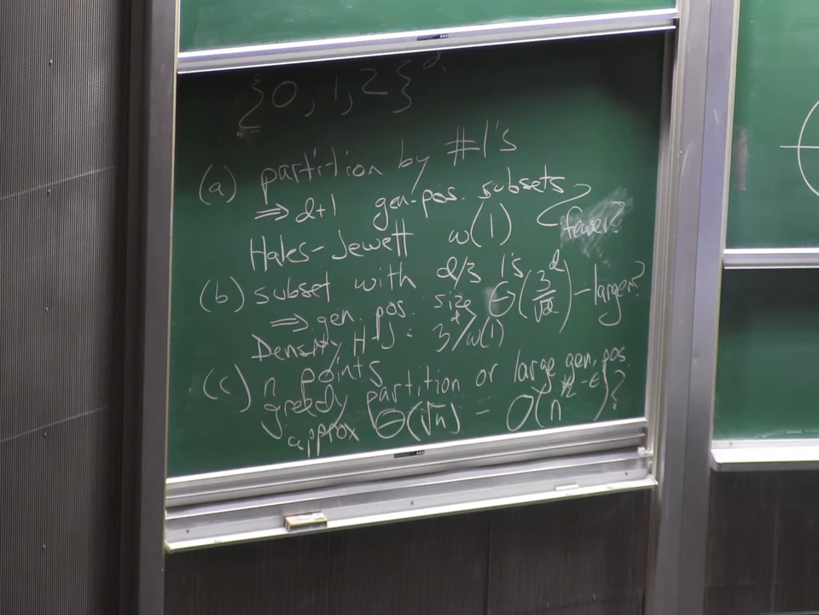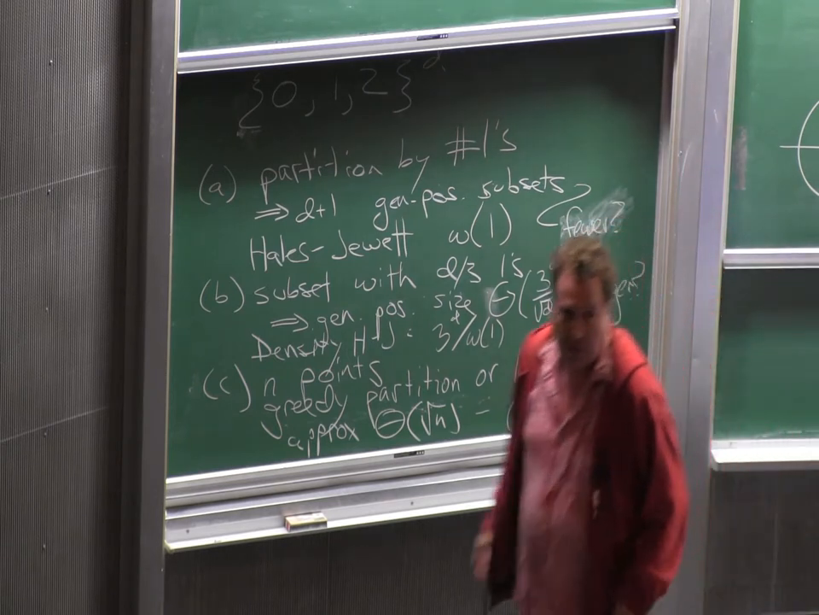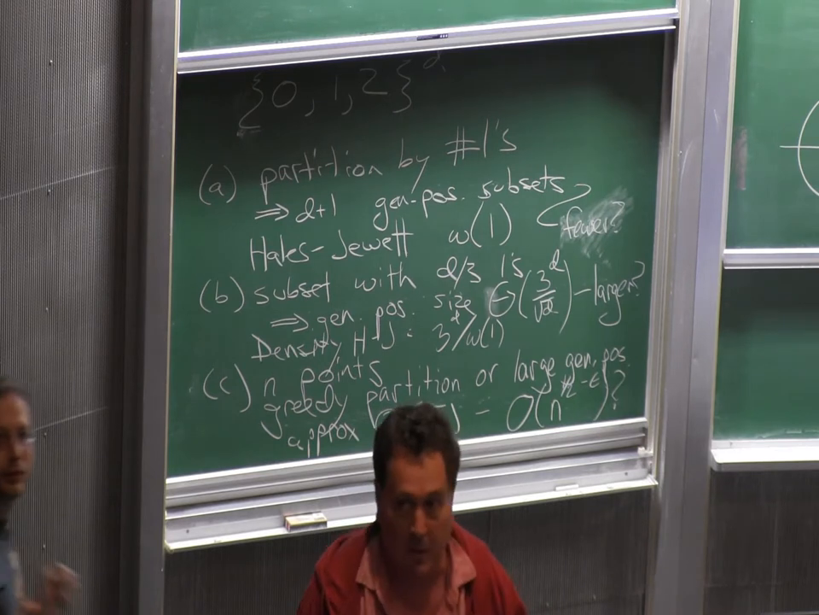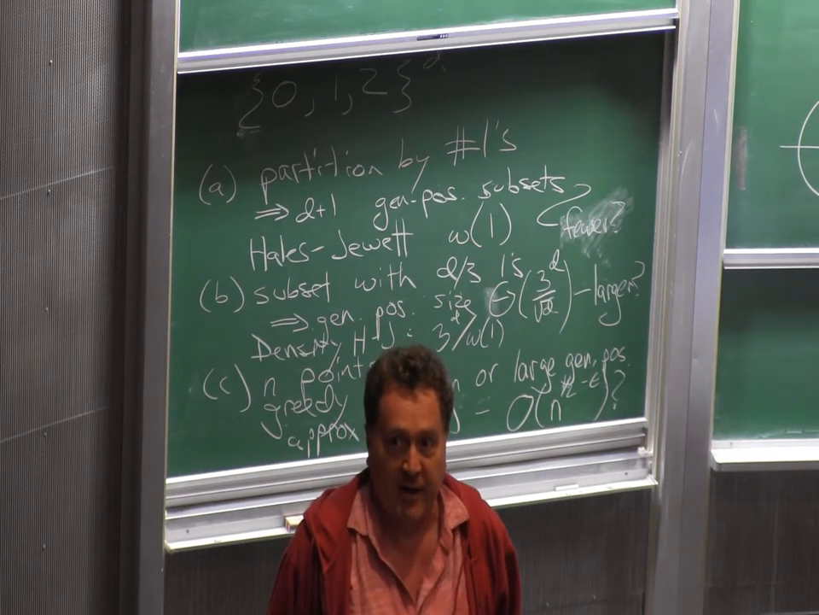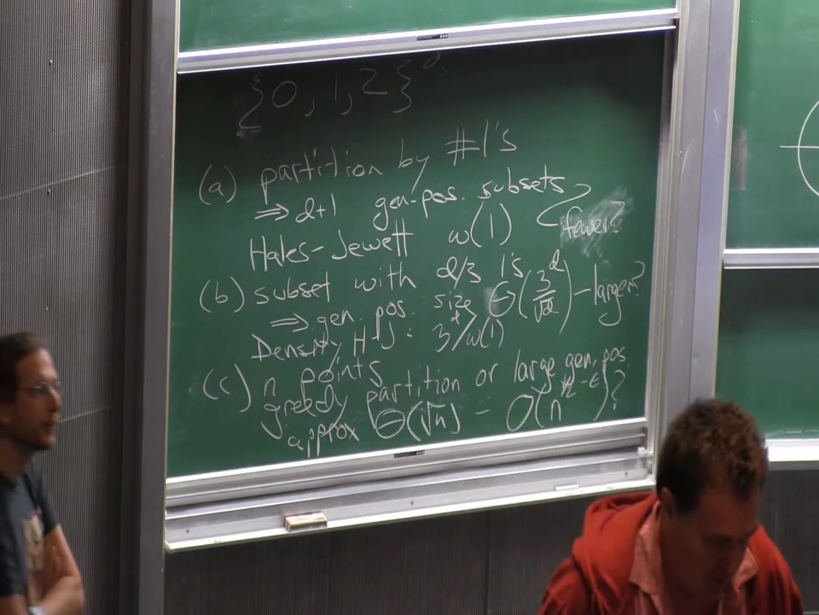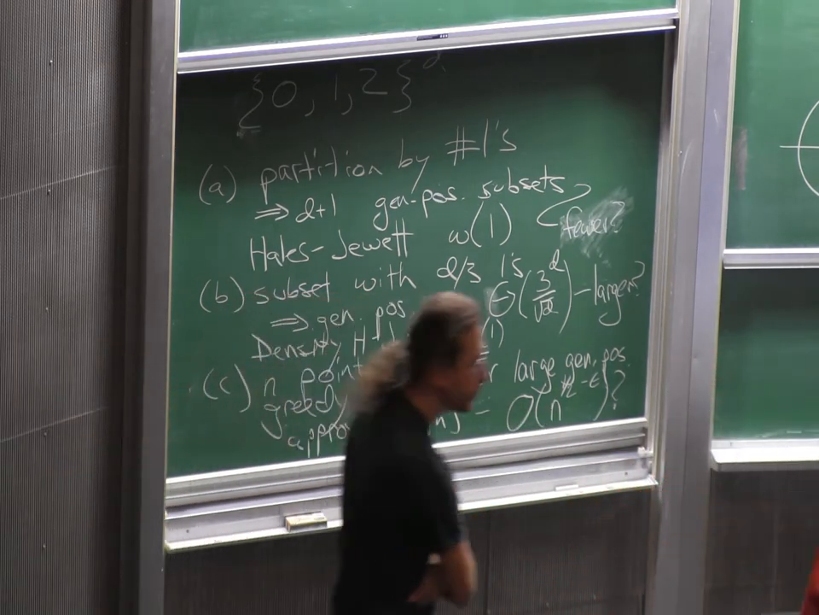Both of those problems are interesting. But I don't know anything about partition properties. So your general position is what? No 3 in a line. Next problem.